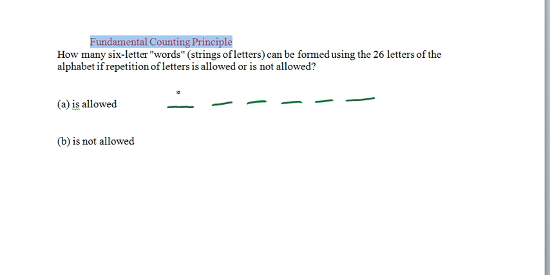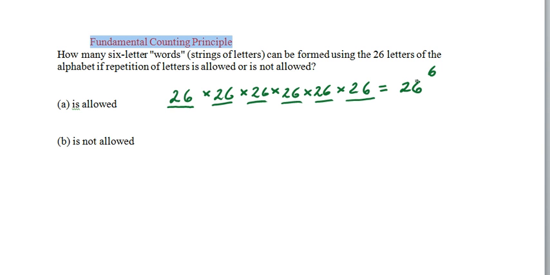When repetition is allowed, each of these letters can be chosen 26 ways. And so the total number of ways that six-letter words can be created when repetition is allowed is 26 to the sixth power.